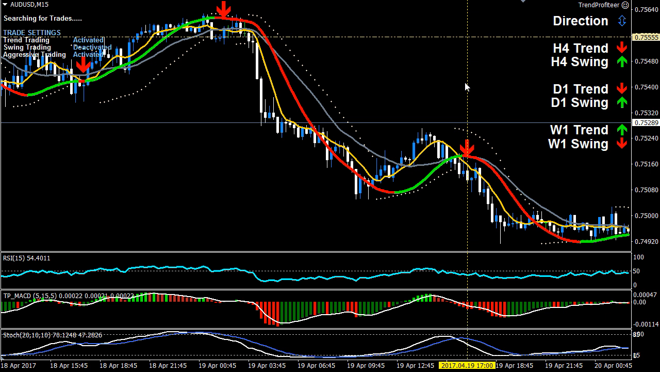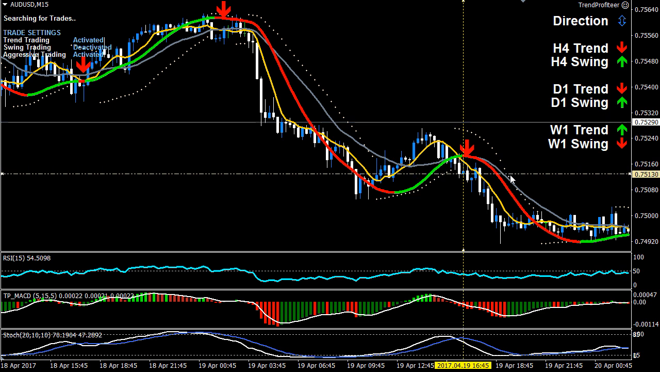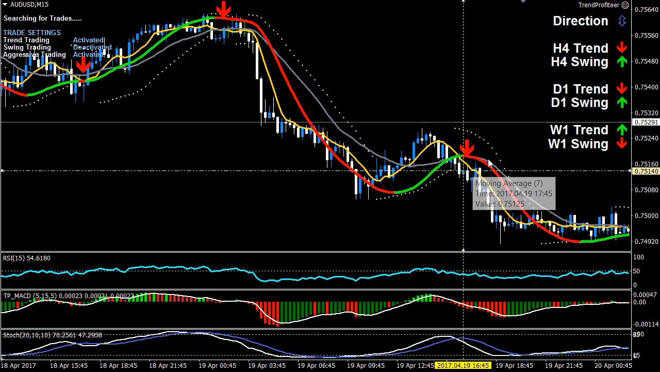So let's just place the marker on this trend trade real quick, and we can see here that once again trend follower has just turned to red. Yellow moving average is below the gray moving average. Price is equal to or below the fast moving average, the yellow moving average. RSI is 50 or below. It's below in this case. MACD is below the zero line, and the white stochastic line is below the blue stochastic line. So again, we have a trend trade in place.